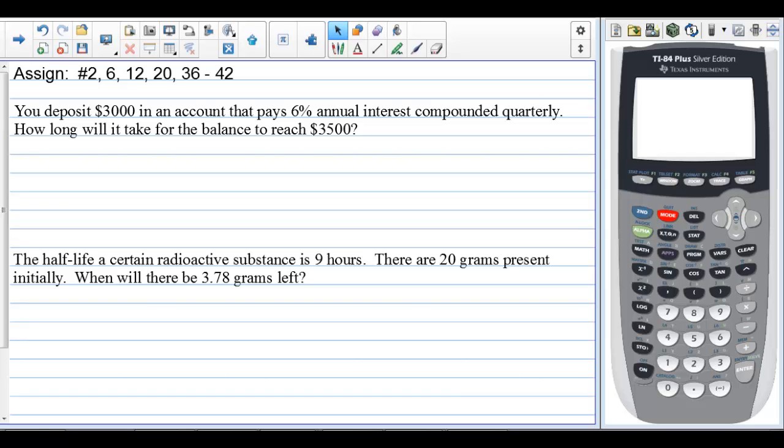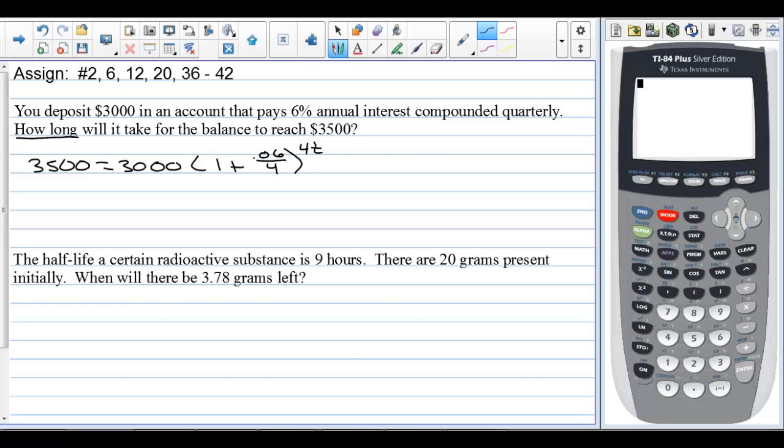You deposit $3,000 in an account that pays 6% annual interest, compounded quarterly. How long will it take for the balance to reach 3,500? So we can do 3,500 equals 3,000 times 1 plus 0.06 over 4. You don't get all 6% every time you compound interest. And then we're going to raise that to the 4t, because we're talking about how long.